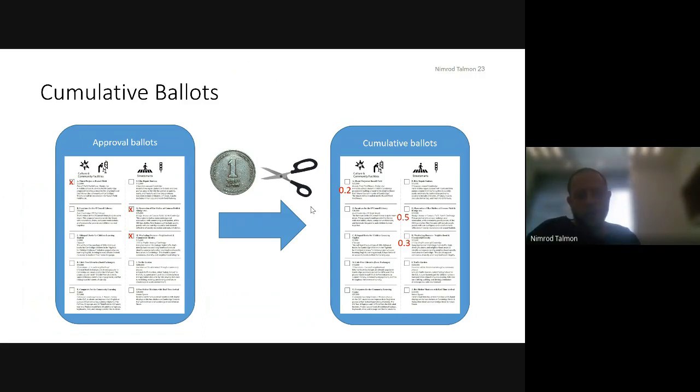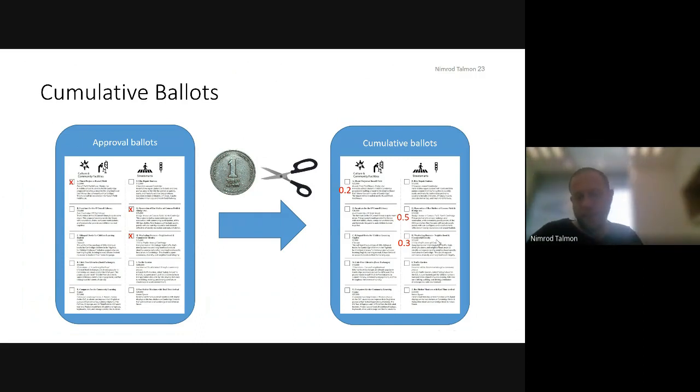in participatory budgeting, the problem that the city deals with, or the process, is basically how to take a global money and split it among the projects. And cumulative ballots really does it, right? Because people really take the money and this virtual coin, and they split it among the projects. So this is why we thought that maybe cumulative ballots make sense for participatory budgeting.